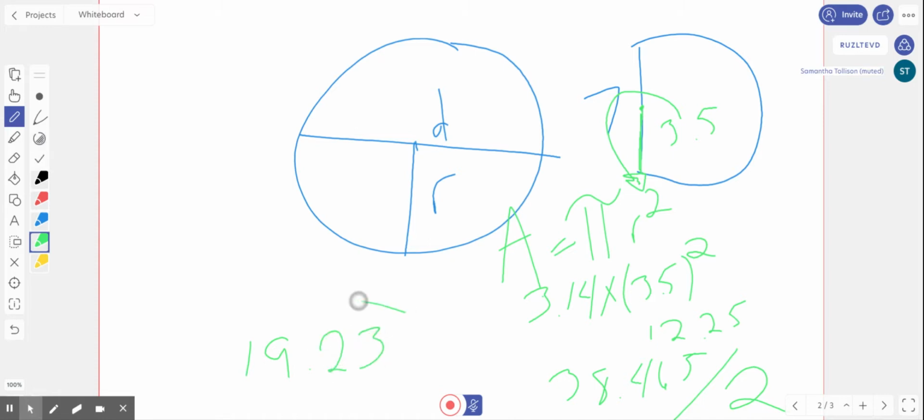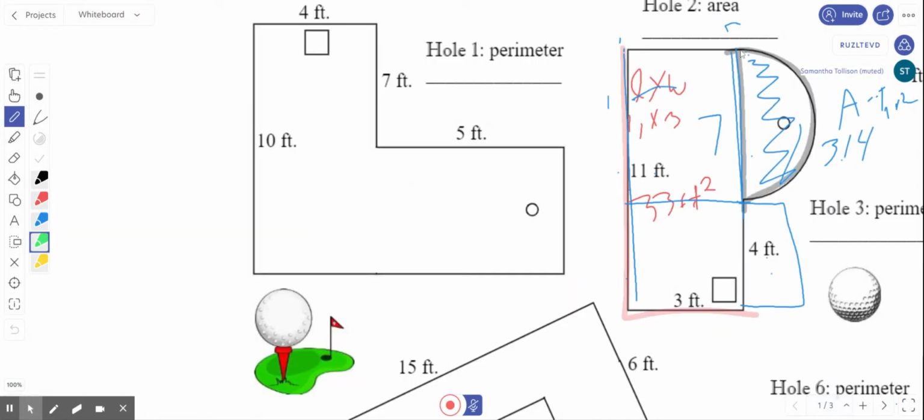That, folks, again, this is going to be in feet squared, is the area of that semicircle. So now let's go back into our original. I have 33 feet, and now I'm going to add my 19.23 to this. When I do that, I get 52.23. So my area for this one is going to be 52.23 feet squared.